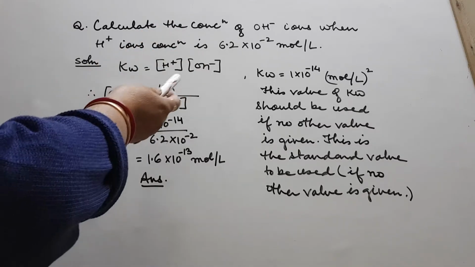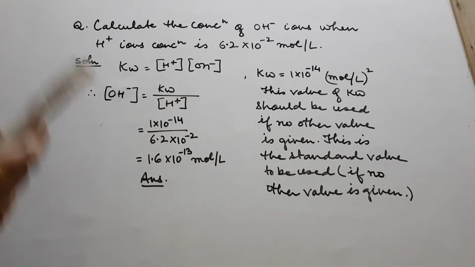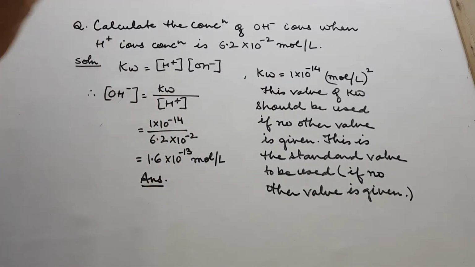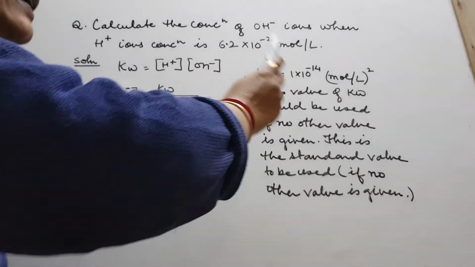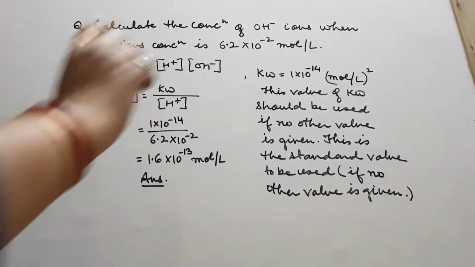Now you will say, okay, H plus is given to me. What about Kw? Try to recollect, children. In the notes I gave you, the value of Kw at 22 degrees Celsius is 1 into 10 to the power minus 14 moles per liter whole square.